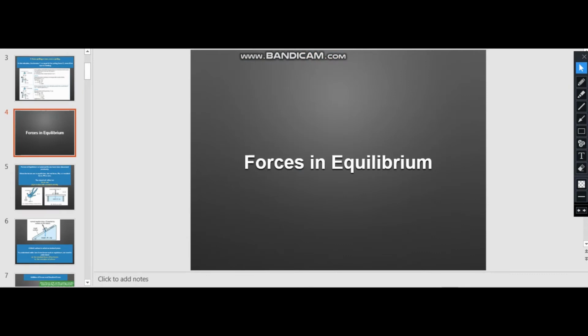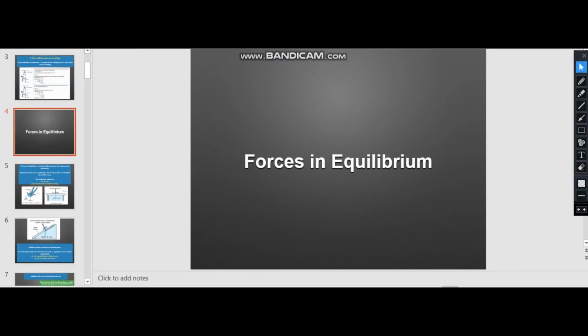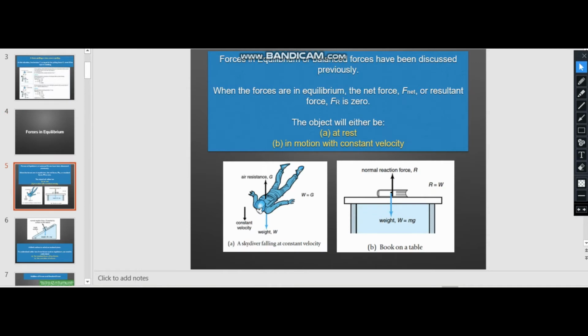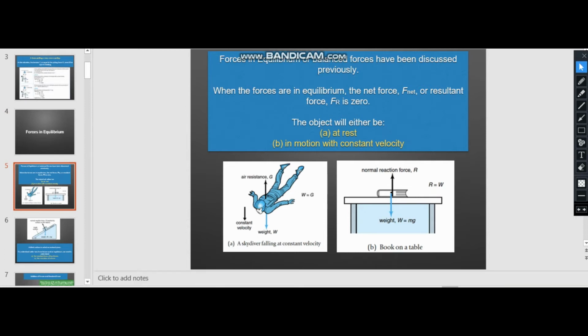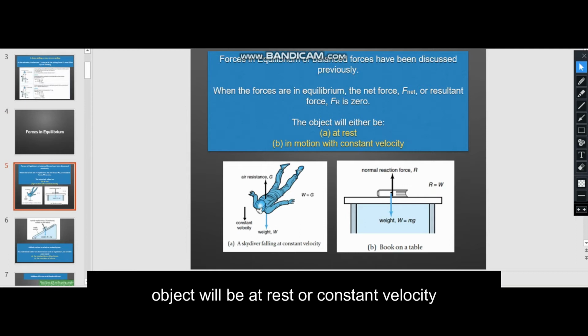So next is forces in equilibrium. When the forces are in equilibrium, the net force, which is the resultant force, will be equal to 0. So an object under equilibrium forces will either be at rest or in motion with constant velocity.